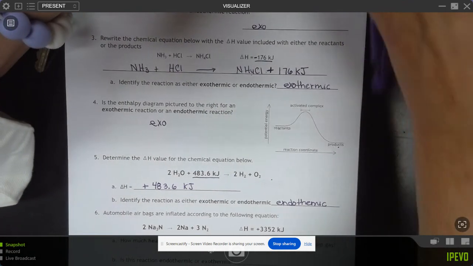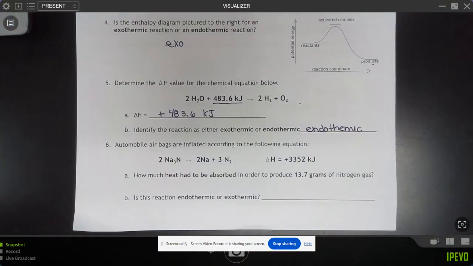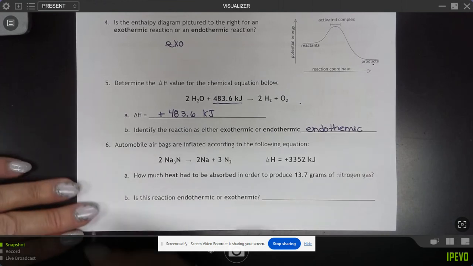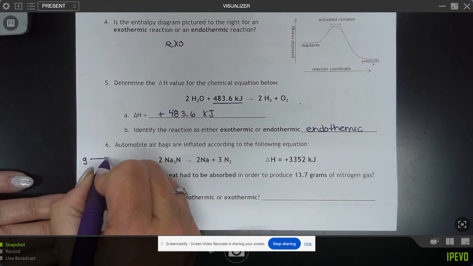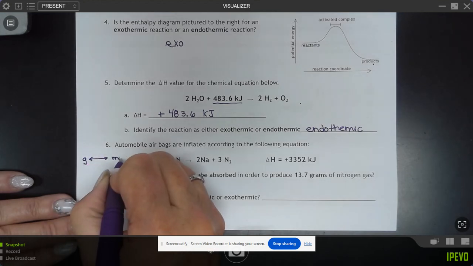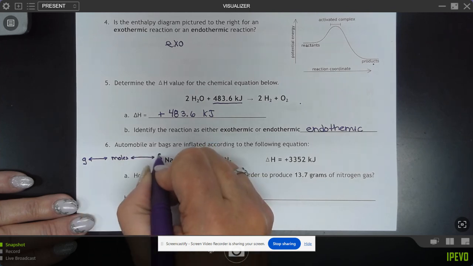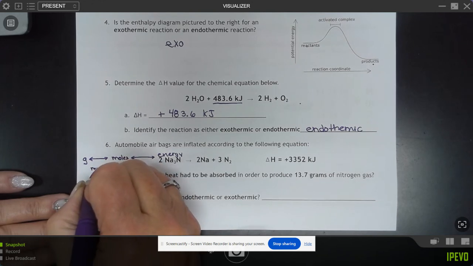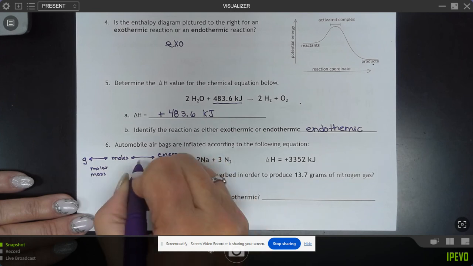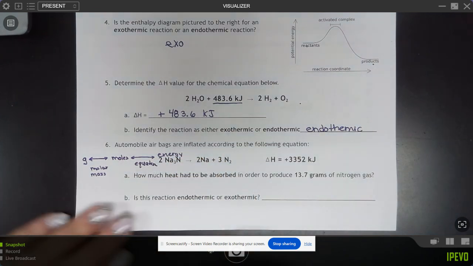All right. Now we get into some of the stoichiometry. Remember, we said that we can convert between grams and moles and energy. Grams to moles, we need to use the molar mass. Moles to energy, we need to use the balanced equation. So let's look at how that works.